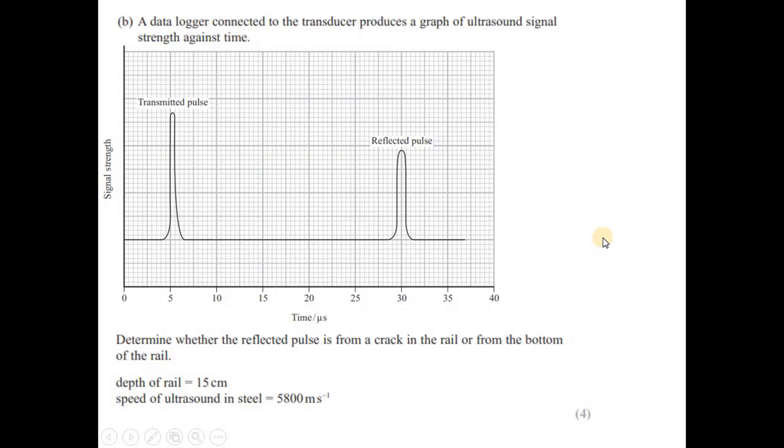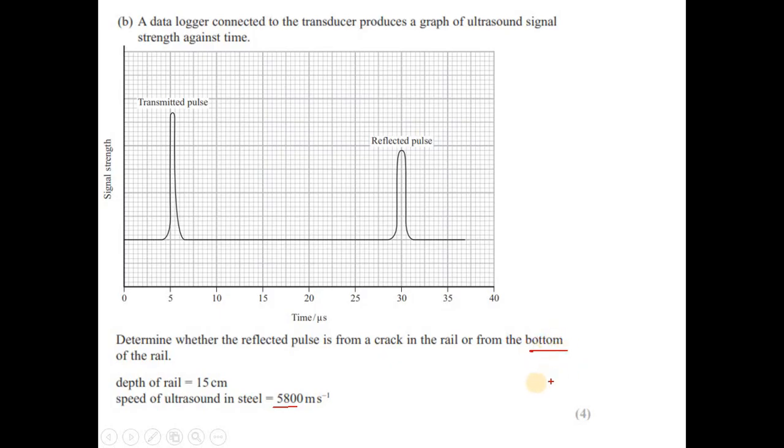A data logger connected to a transducer produces a graph of ultrasound signal strength against time. Determine whether the reflected pulse is from a crack in the rail or from the bottom of the rail. The depth of the rail is 15 centimeters and the speed of ultrasound in steel is 5,800 meters per second. So you need to figure out whether the pulse is from the crack or from the bottom.